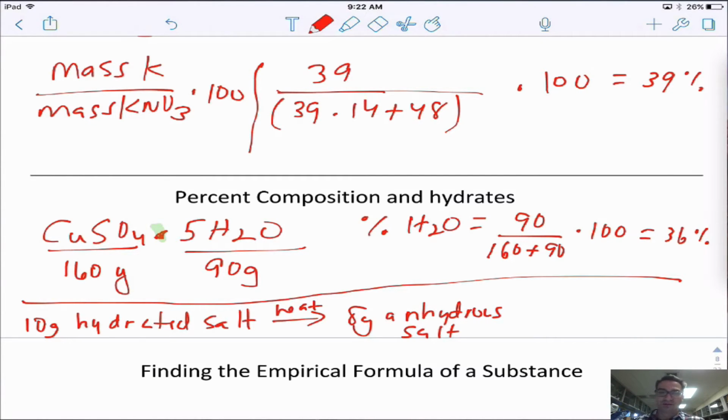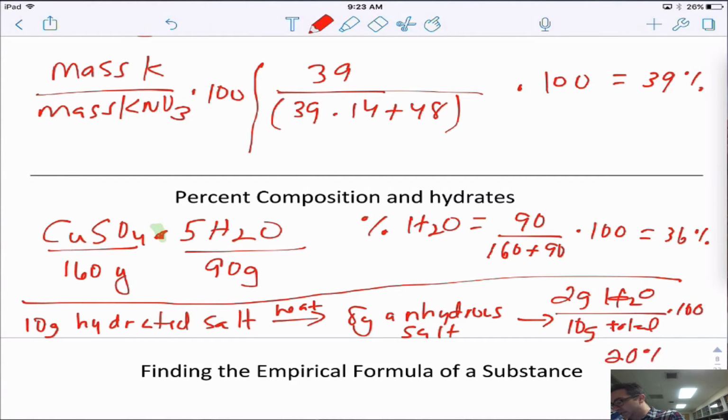So now the question becomes, and this is where people get tripped up, how much water was evaporated? Well, hopefully you see that you can subtract the two. And so what we'll have is 2 grams of water evaporated over the 10 grams of the total hydrated salt that we started with times 100. And we'll end up with 20% of water. So we'll practice a bunch of these in class, but this is kind of the 2 types of percent composition problems you'll see. If we include the experimental one, it's really 3 types of percent composition problems.